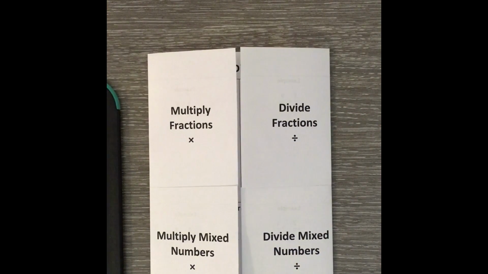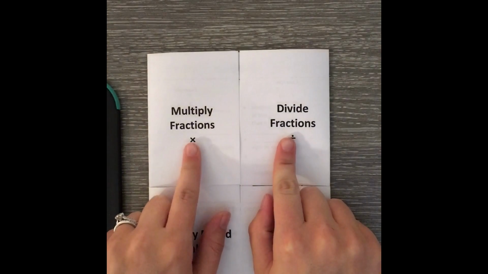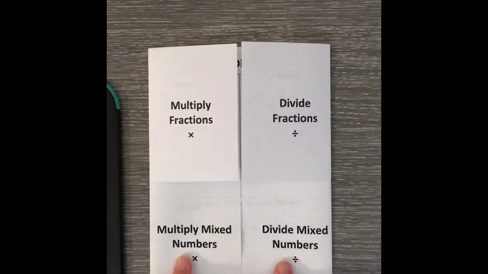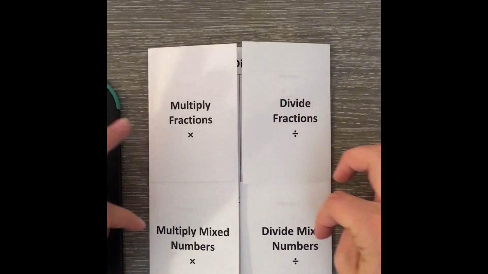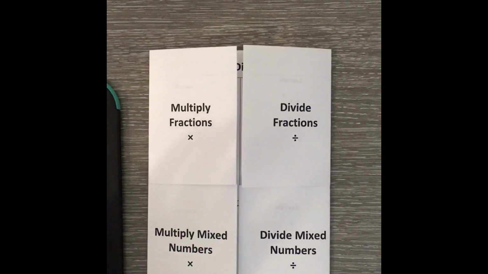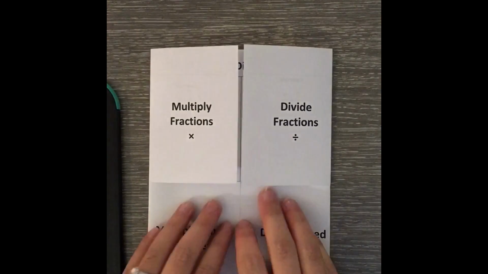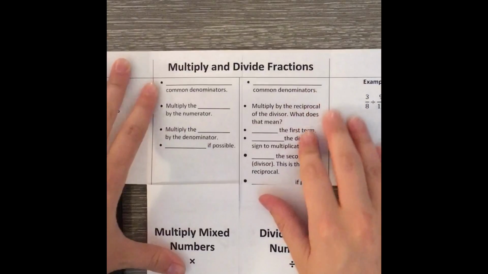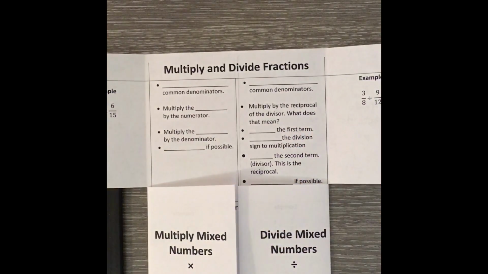So again, this is a review from 6th grade. This is nothing new, but we're gonna go through the notes, the foldable, as if it were new. This is totally a review from 6th grade. So we're multiplying and dividing fractions and multiplying and dividing mixed numbers. Just like when we did add and subtract, we had regular fractions and mixed numbers. So we're gonna follow the same steps, but we're gonna go through the notes as if this is totally new to us, okay?